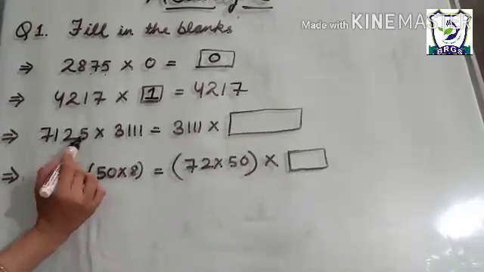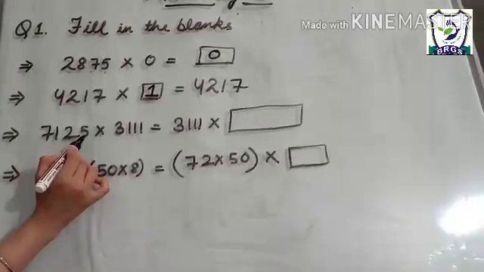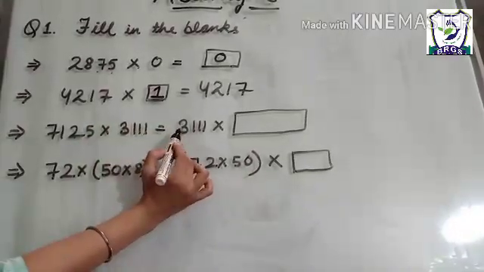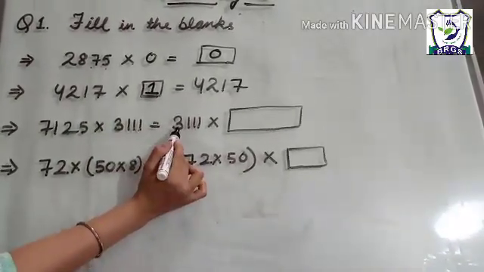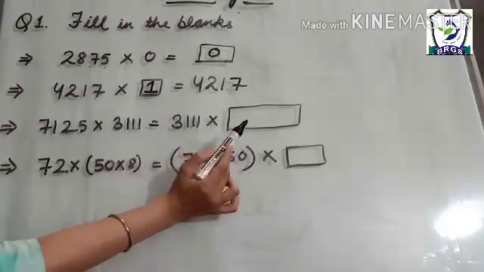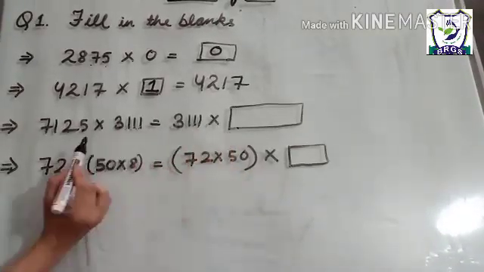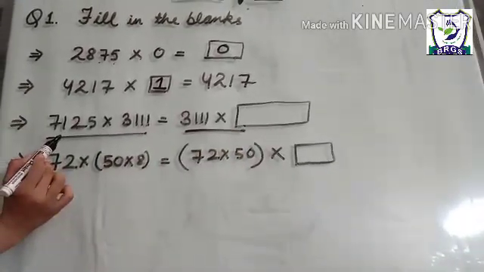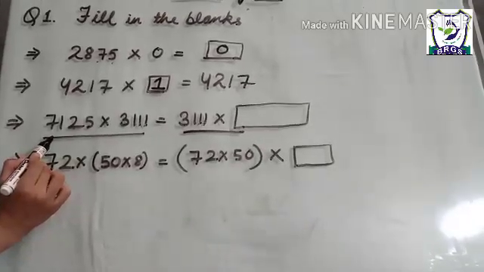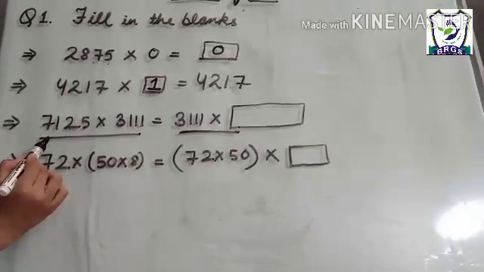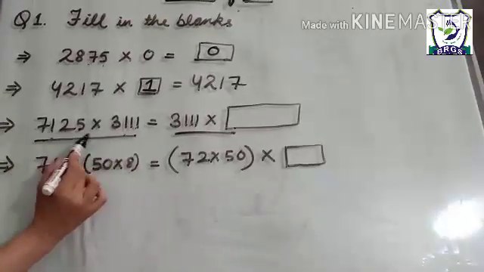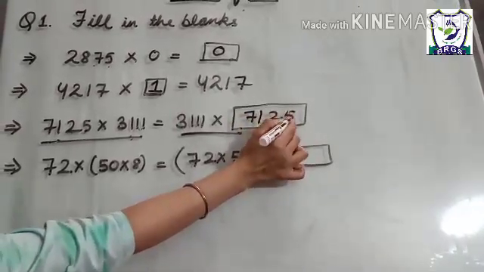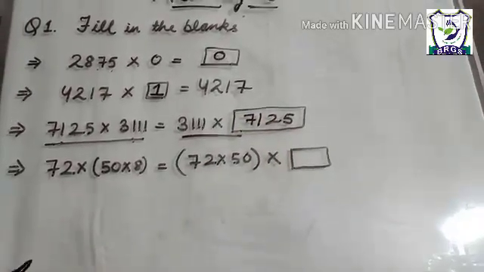You are given 2 numbers here, that is 7125 and 3111. Okay students, in the next portion we are writing these numbers at the first place, that is 3111, and we have to tell with what number we will multiply this so that this side is equal to this side. This is our commutative property, or students we can say that is order property of multiplication, means whenever we change the order of the numbers, it does not affect the product. So here it will be 7125. Okay students, come to the next question.